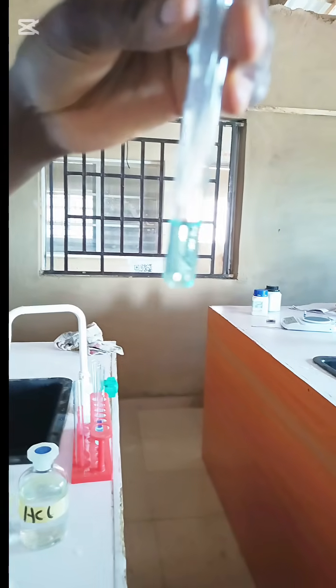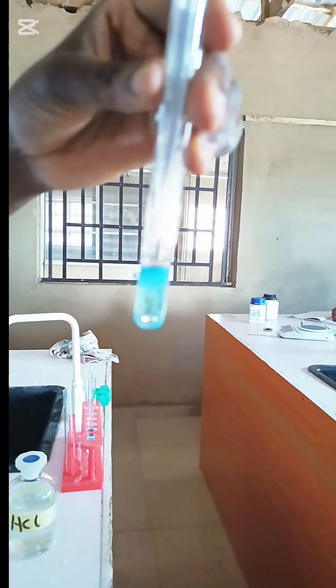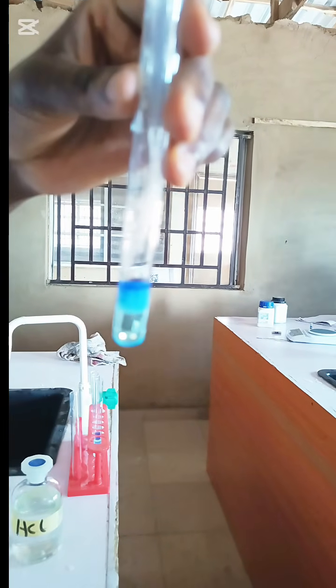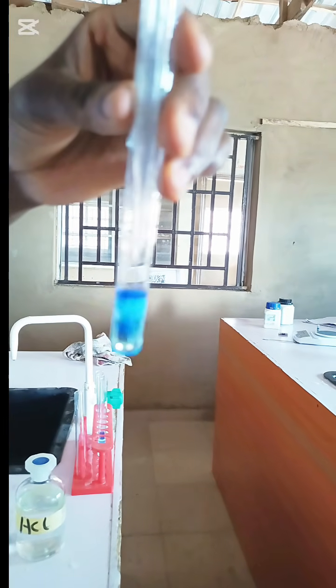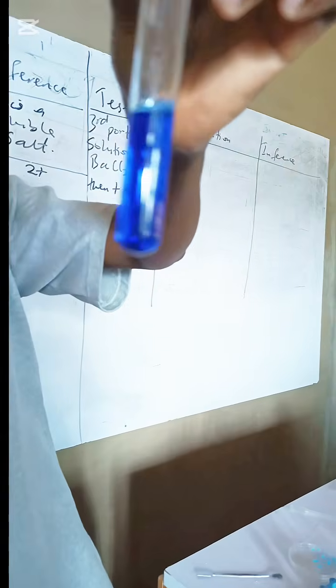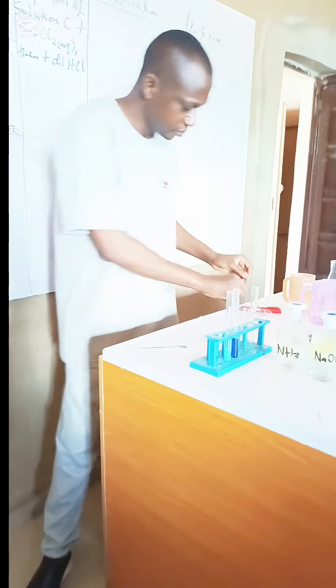Okay. When it's in drops, let's see what happens. You can see the blue gelatinous precipitate in drops. Then in excess, let's see what happens. It dissolves to give us a deep blue solution. Very deep. Deep blue solution, we can see it very well. Okay? So let me put that in the rack and let's write it down.